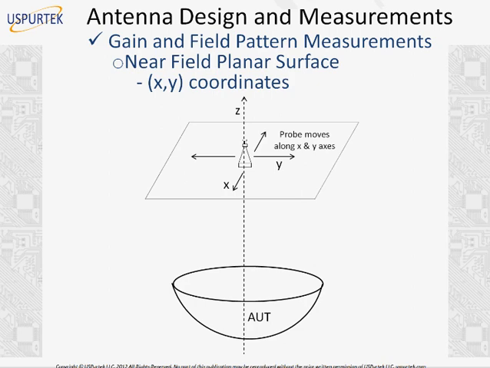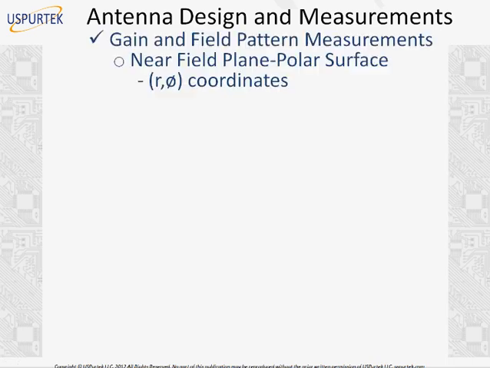Now, when you measure in the near field, you could do it different ways. One way is that you compute the near field on a planar surface. In this case, the antenna under test is stationary, but the probe moves along the X and Y axes, and we can make measurements in the near field. You have different points where you measure the gain and feed pattern, and feed that into your software that will convert this into the far field radiation pattern. This is one way of doing it.